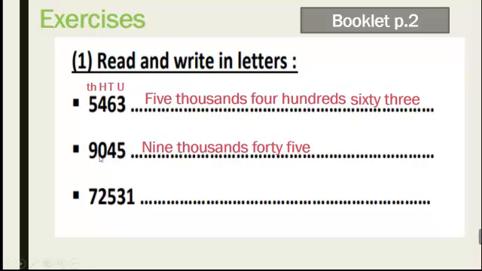9,045. What about the hundred? I can say 0, 100? No, I can't say that. So I will say 9,045. The next number is a 5-digit number, so I have units, tens, hundreds, thousand, and 10,000.